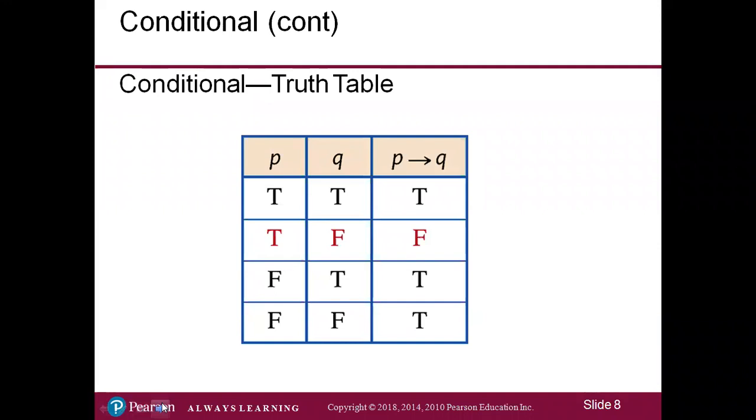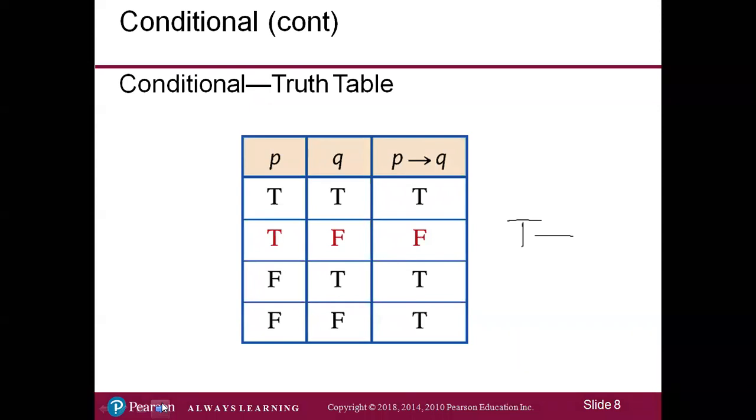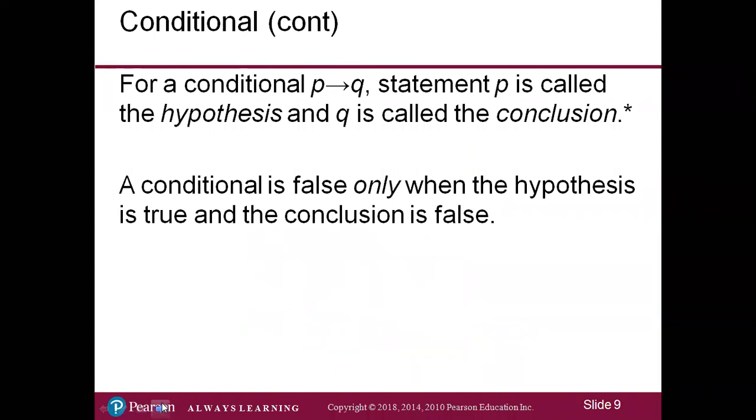But that's the general form of the conditional. And notice the only time we have a false is when we have the truth leading us to a false conclusion. So if a true premise leads us to a false conclusion, that's the only if-then statement that we have a problem with. For a conditional, if P then Q, statement P is called the hypothesis and Q is called the conclusion. A conditional is false only when the hypothesis is true and the conclusion is false.